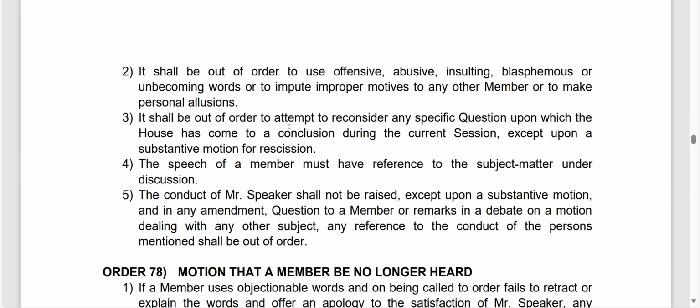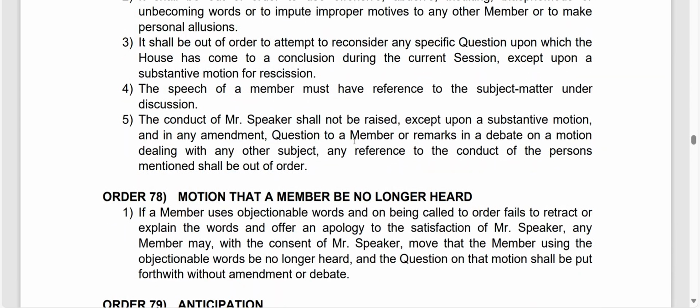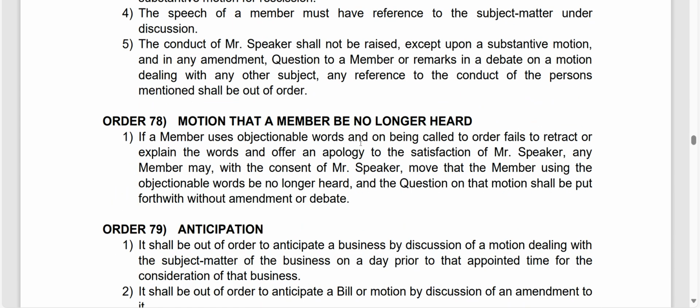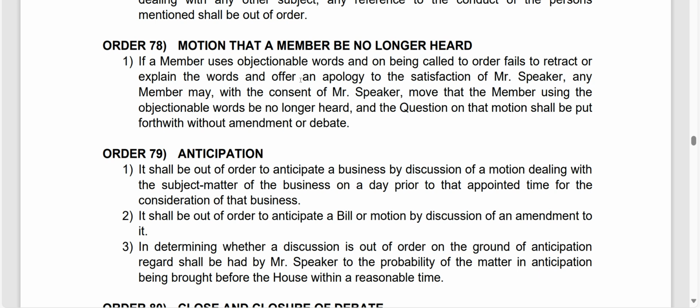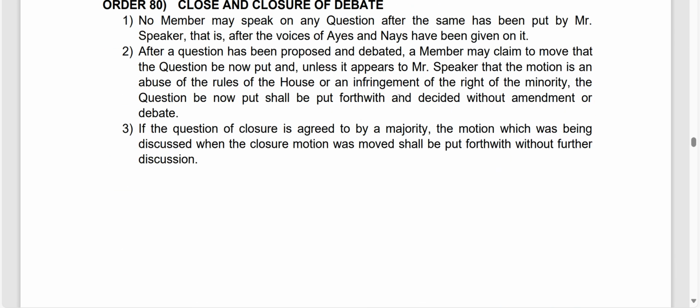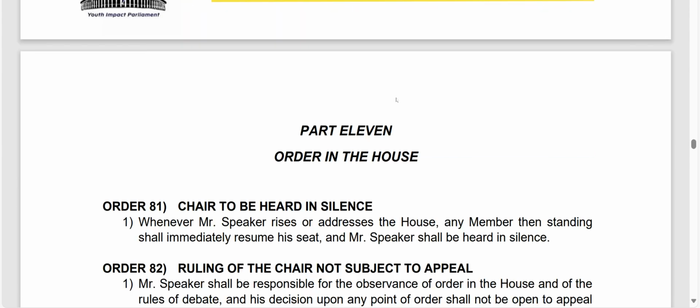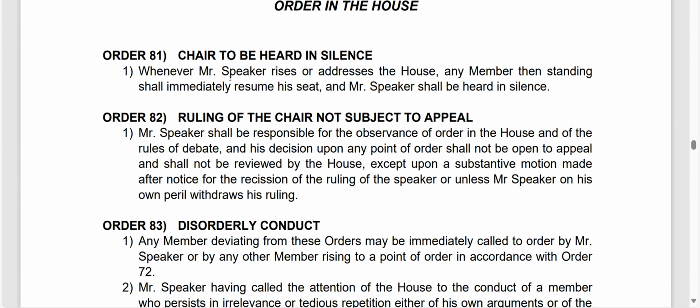Content of speeches. We expect your speeches to not be offensive and abusive, and the rules are all here. So when you breach any of them, ignorance of the law is no excuse in the House. When you breach any of these rules, any member can hold you to the law. A motion that the member no longer be heard can also be moved. Closure of debate as well.